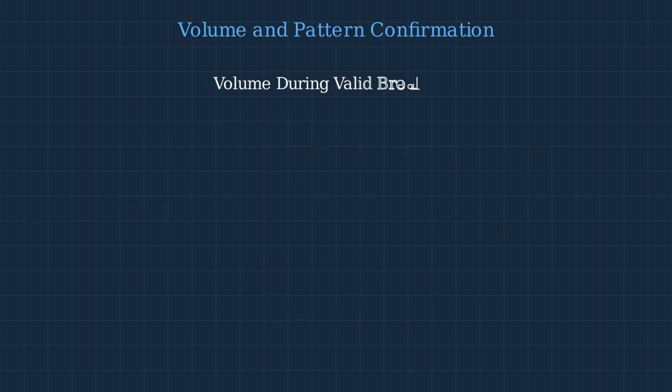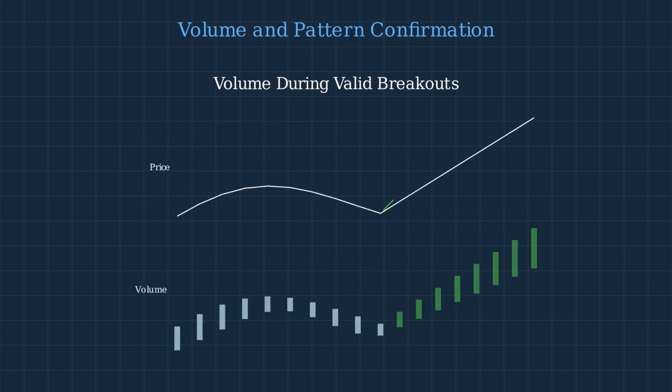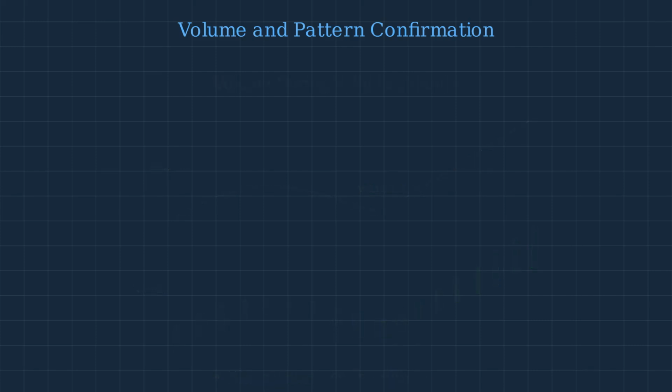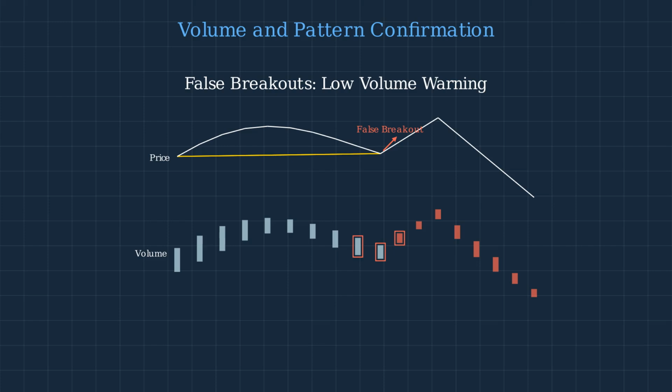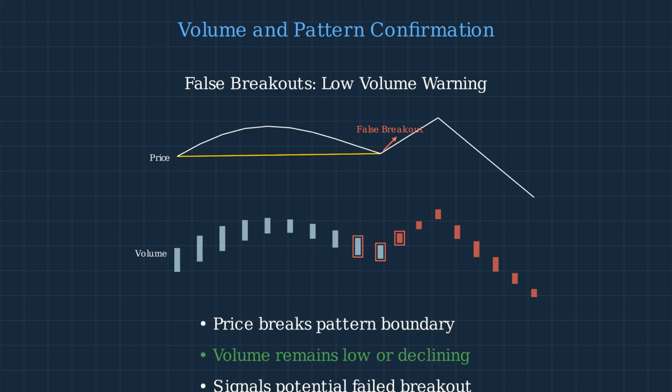Valid breakouts are characterized by a sharp increase in volume as the price moves beyond the pattern boundary. This surge in volume confirms that traders have conviction in the new direction, validating the breakout signal. False breakouts occur when price breaks a pattern boundary but is not accompanied by sufficient volume. When volume remains low or even declines during an apparent breakout, it signals a potential failed breakout, and price is likely to reverse.